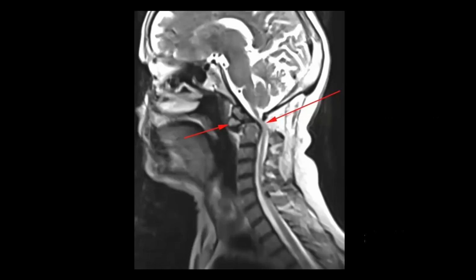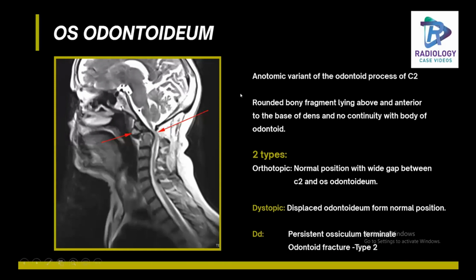This is the next case. What we're seeing here in the sagittal T2 MRI image is a rounded bony fragment lying above and anterior to the base of dens with no continuity with the body of odontoid. There's also evidence of atlantoaxial instability with narrowing of the spinal canal and cord compression. So this is a case of os odontoideum.